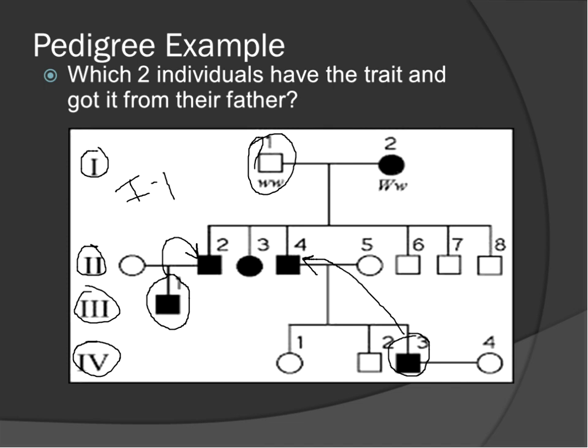Good job. Talea, you got it. Catlin, you got it. Here's an individual that has the trait that got it from their father. And here's a person that has the trait that got it from their father. The Roman numerals are just the different generations. Generation 1, 2, 3, and 4. Row 1, 2, 3, and 4. So your 2 answers should be, just like you said, 3-1. So it should be 3-1 and 4-3.